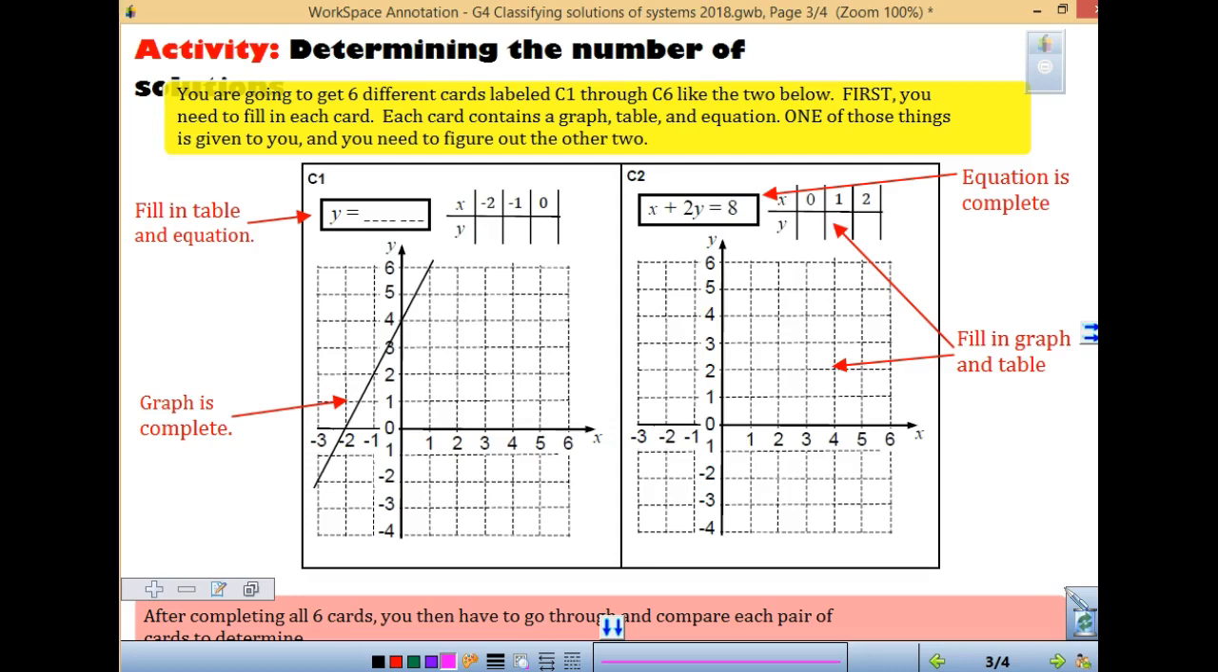So in this first card, C1, they give you the graph. If we are going to fill in our table, when x is -2, go to your graph where x is -2, and let's put a point there. What is the y coordinate? 0. So you're going to fill in the card. How do you know that? Because on this graph, you can see that at -2, it's at 0.